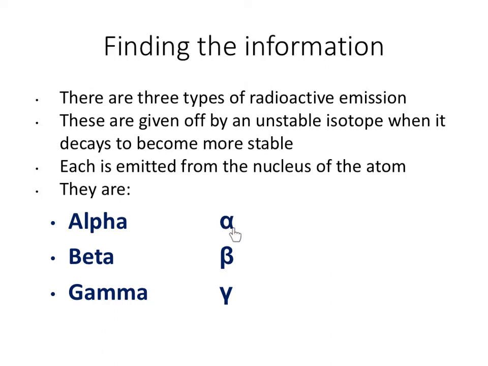Okay, so we have alpha, beta and gamma, and these are their symbols. So this is alpha, it's the Greek letter. This is beta, again a Greek letter, and this is gamma. Okay, so to draw those, alpha, beta, gamma.